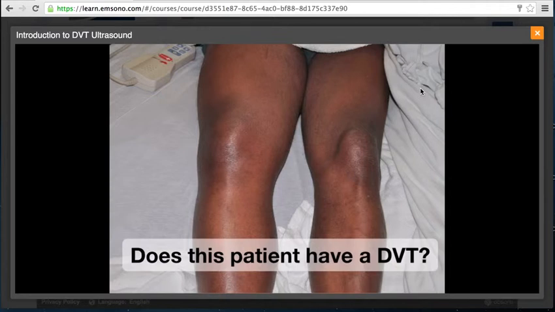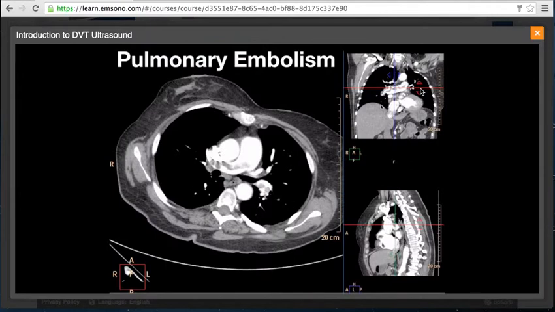Here you have a patient who presents with unilateral right leg swelling. In this module, we're going to teach you how to approach a patient like this. Through early diagnosis of the DVT, this is what we're trying to prevent, the pulmonary embolism. And here you have a patient who has a large central clot in the pulmonary artery that came from a blood clot within their leg.